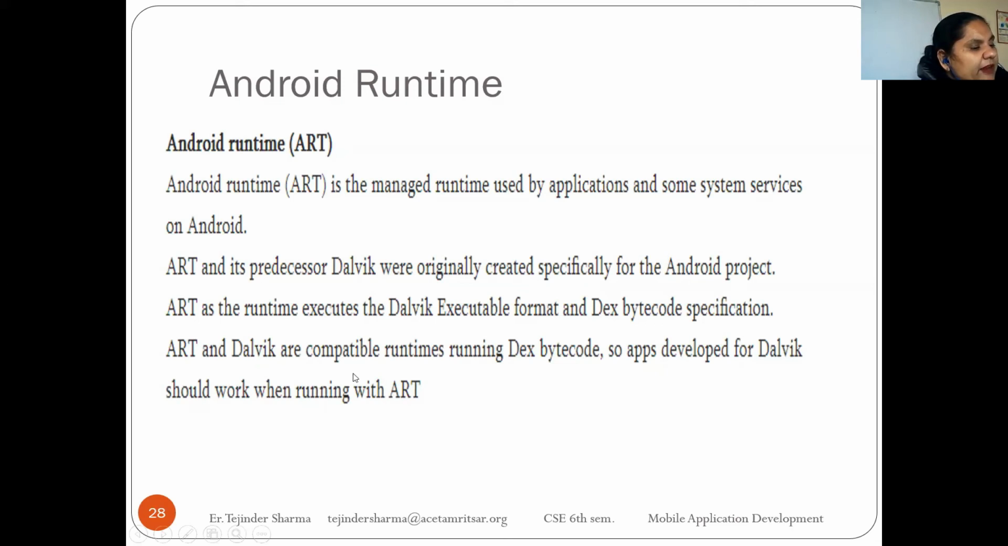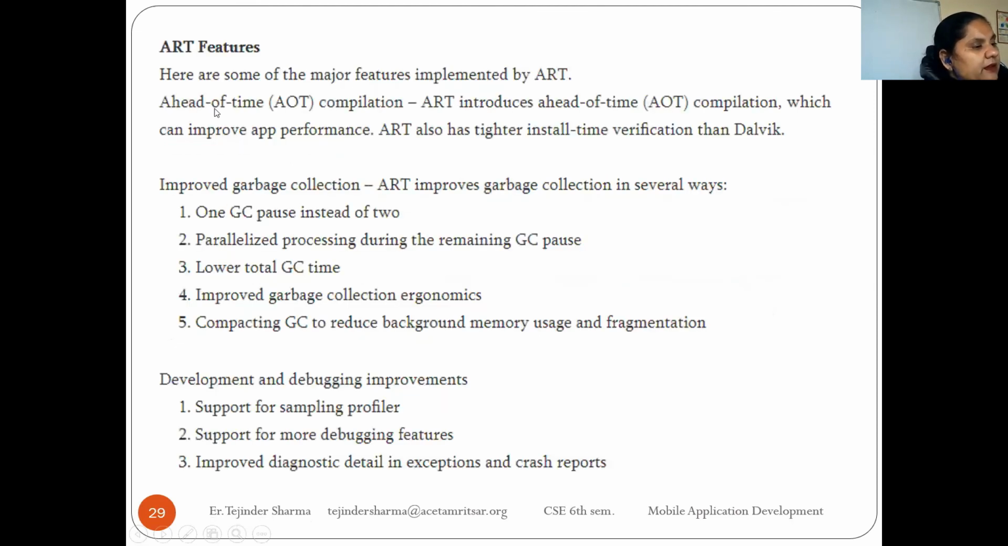Then ART and Dalvik are compatible runtimes, running DEX bytecode. So the apps developed for Dalvik should work when working with ART. So the apps which were developed before the KitKat version or on Jelly Bean phones can be used on today's phones also, because ART is backward compatible also. So here are the ART features.